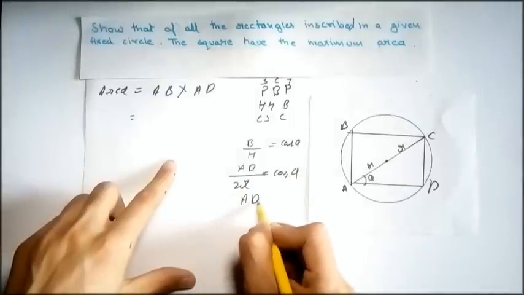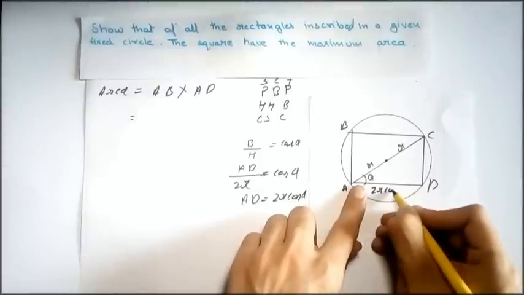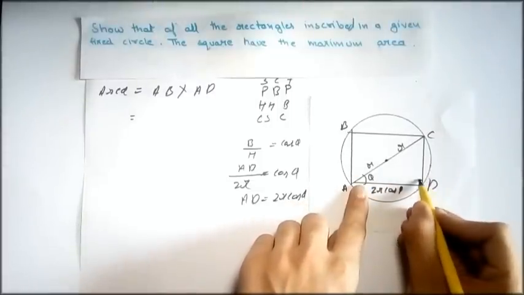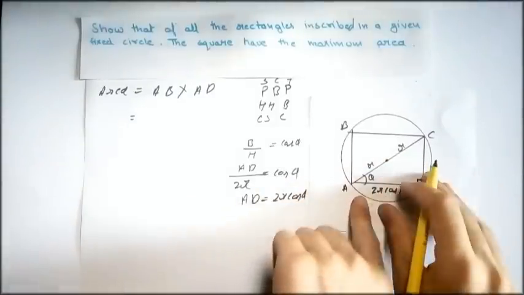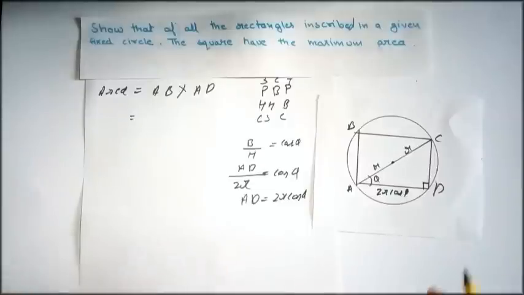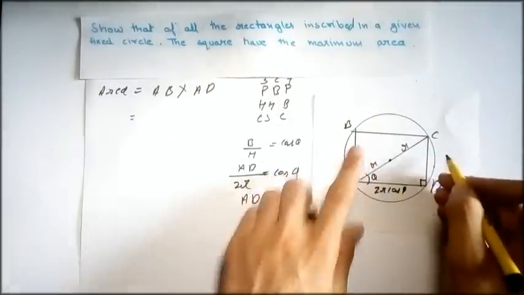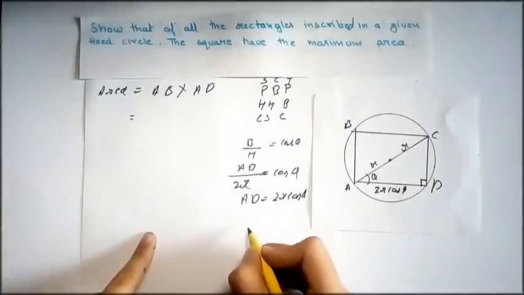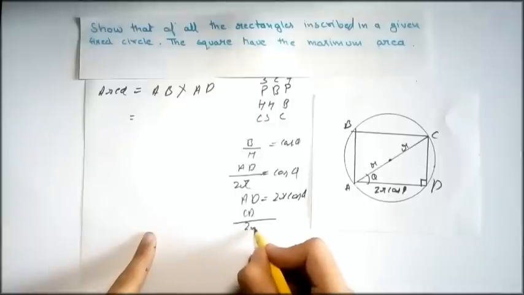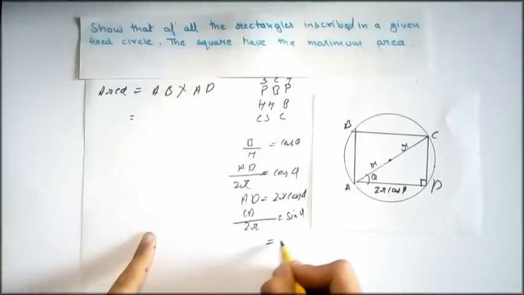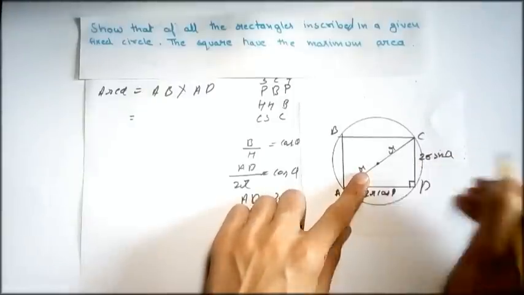So AD is equal to 2r cos theta. This is the base. And to find the perpendicular, always remember there is a 90-degree angle between the sides of the rectangle. So this is a right angle triangle, so we can apply the trigonometric functions. Let's find the perpendicular. We can use sine theta, that is perpendicular upon hypotenuse. The perpendicular is CD, hypotenuse is 2r, so CD is 2r sine theta. So we found this.